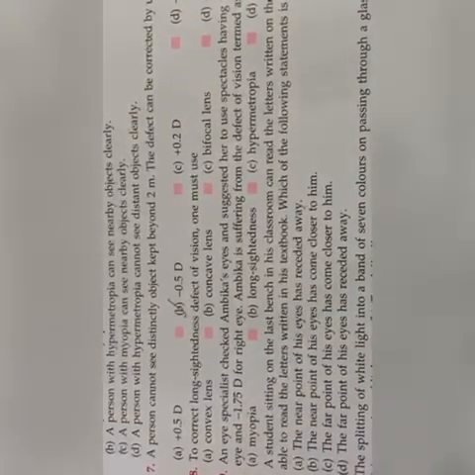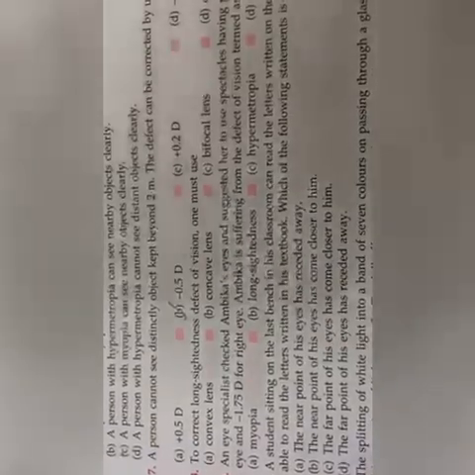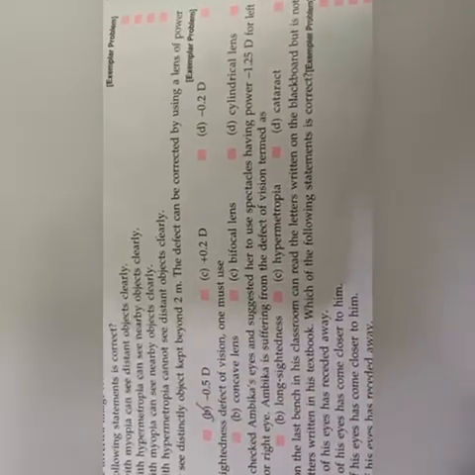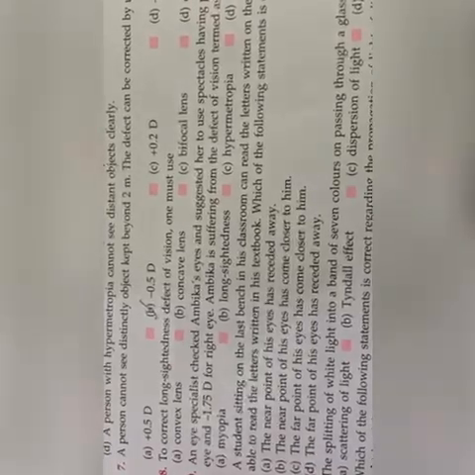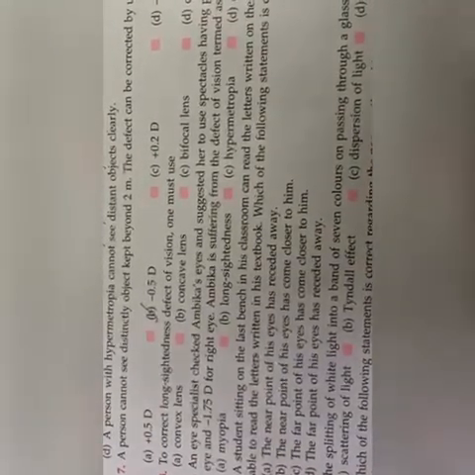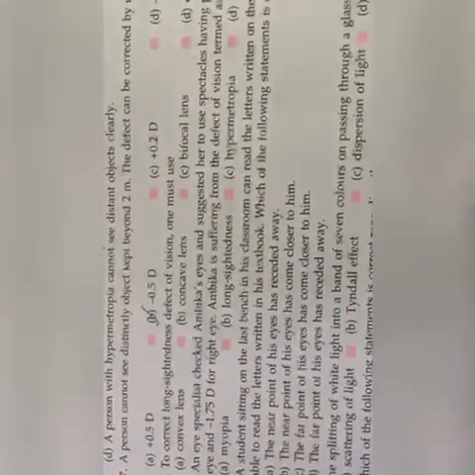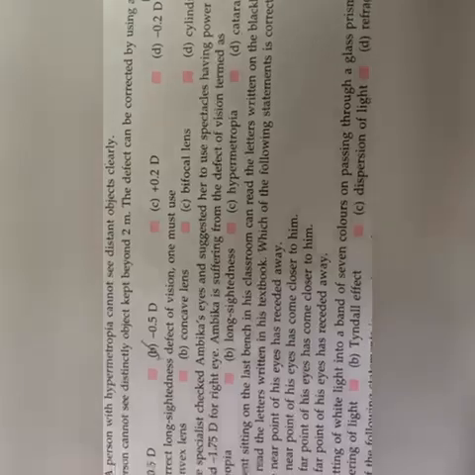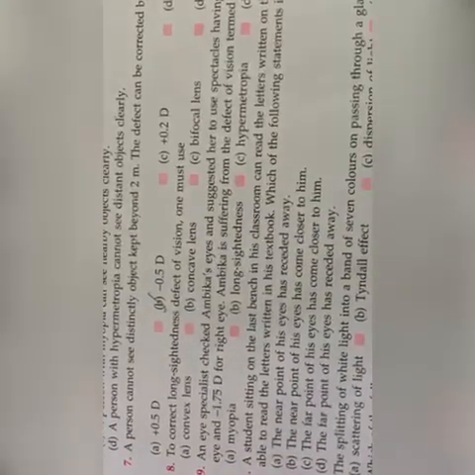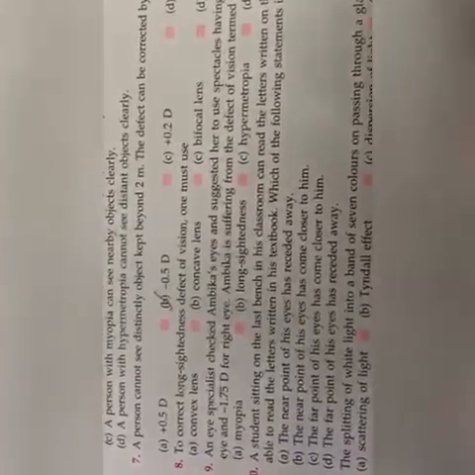Question number 9. An eye specialist checked Ambika's eye and suggested her spectacles having power minus 1.25 diopter for the left eye and minus 1.75 diopter for the right eye. Ambika is suffering from the defect of vision termed as option A myopia, B option long-sightedness, C option hypermetropia, and D option is cataract. See, as the negative signs are given, it means that negative signs we use in myopia. So A is the correct answer, myopia.